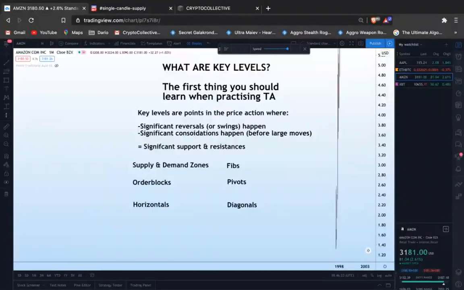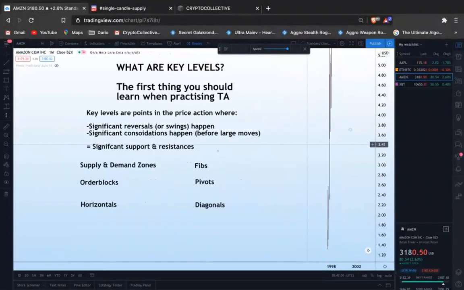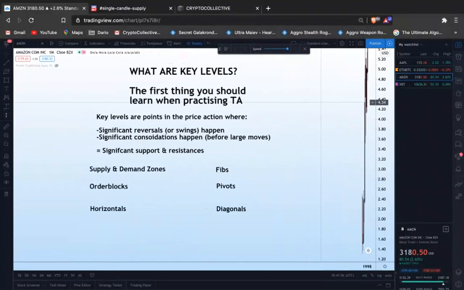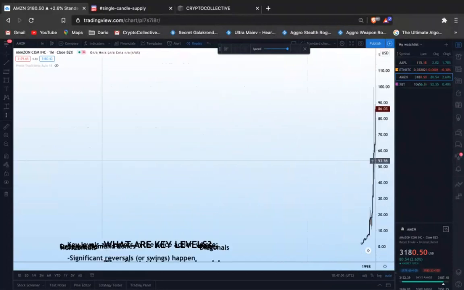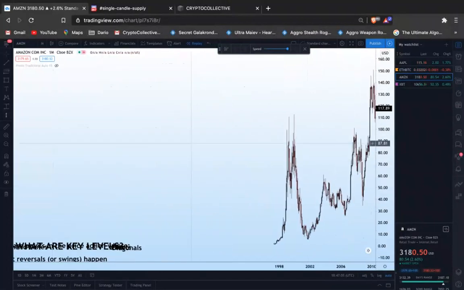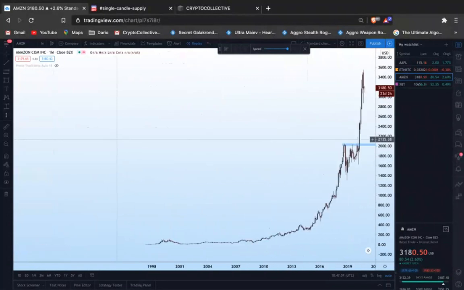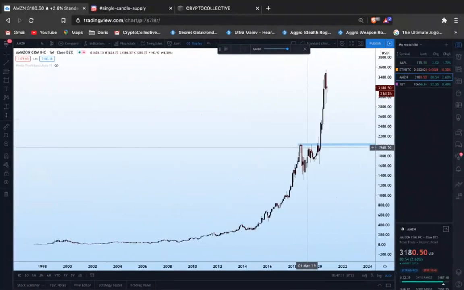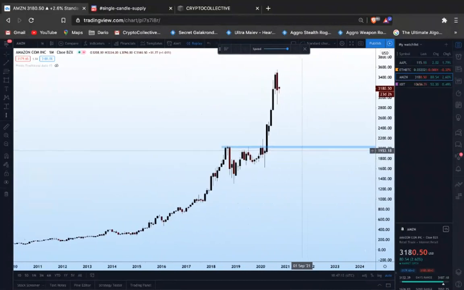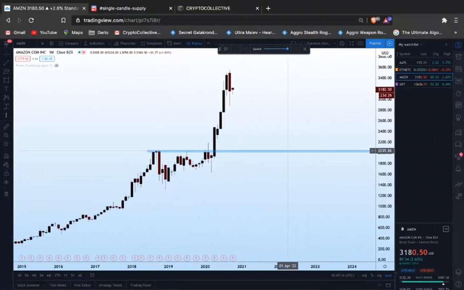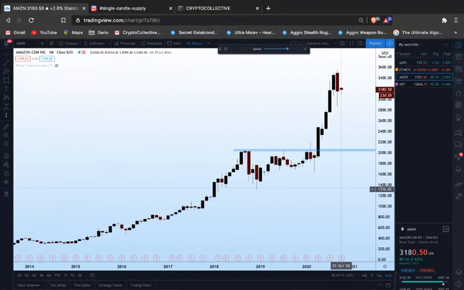So let's get back to the chart. Now, just for this example, I bring up Amazon on the chart, and I'm going to scroll to the right a bit. And we can see I've got a key level drawn here, and I just wanted to go through with you guys why I actually picked this as a key level.